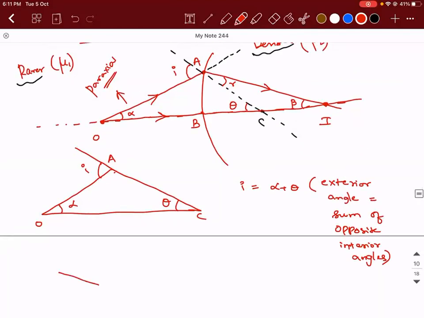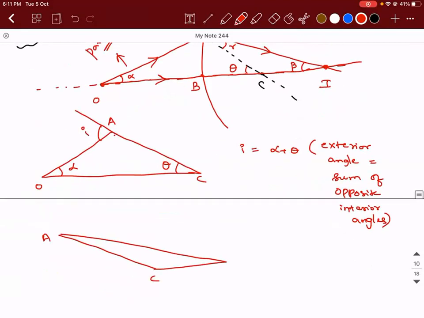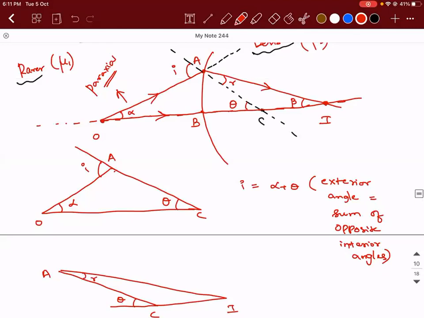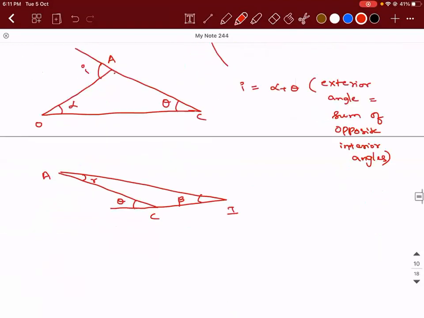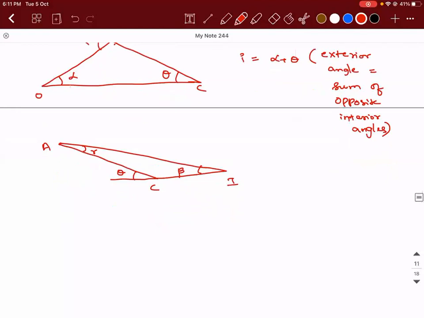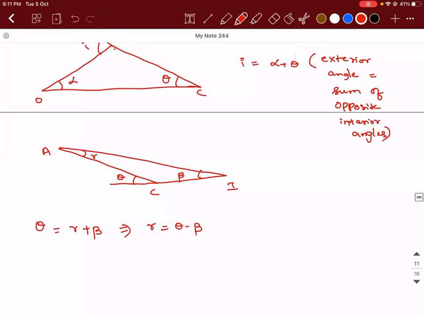Similarly, if I take the triangle ACI, then this angle is theta, this is r, and this is beta. Right. Then what is the relation between all these things? Theta will be equal to r plus beta. Correct? Which implies r is equal to how much? Theta minus beta. So r is equal to theta minus beta, the same logic.